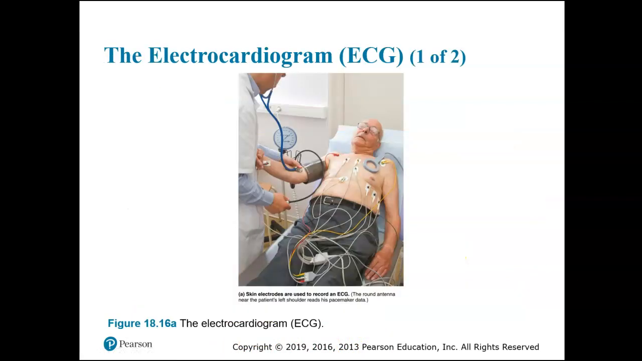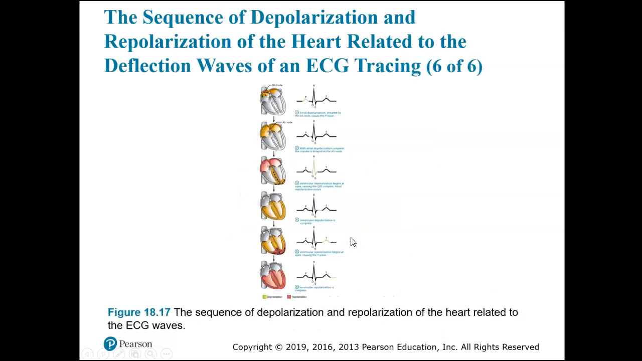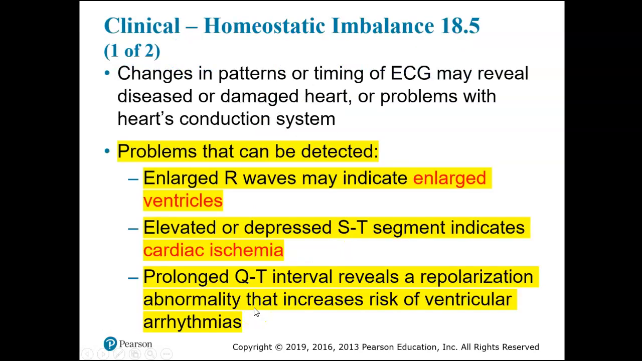Here's a man who's connected up to the electrodes, and they are running an EKG on him. And then here are the peaks, the P wave, the QRS, and the T. And then this shows you what's happening in the heart at each point. The P wave is representing that the atria are about to contract. The QRS is representing that the ventricles are about to contract. And the T wave is representing that the ventricles are about to relax.